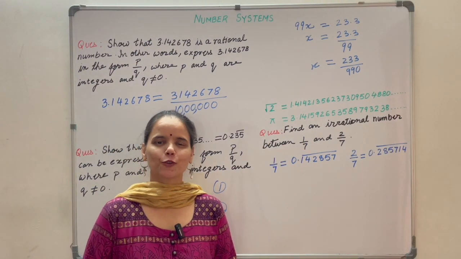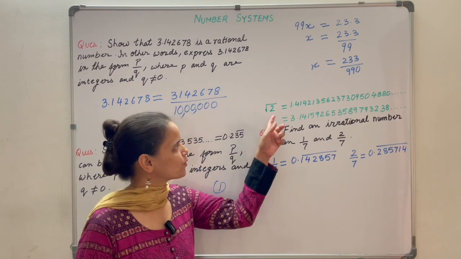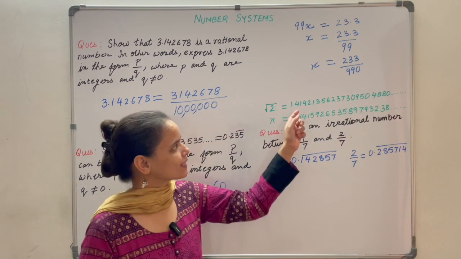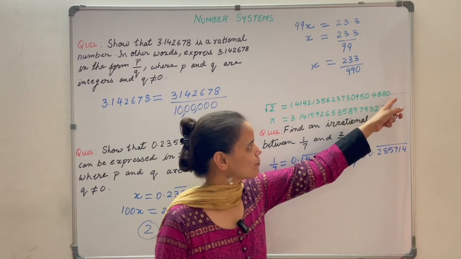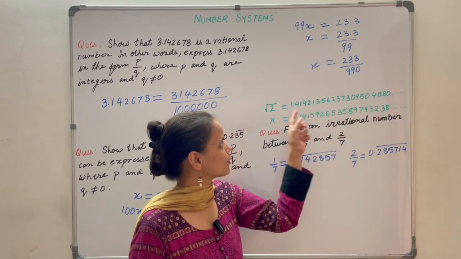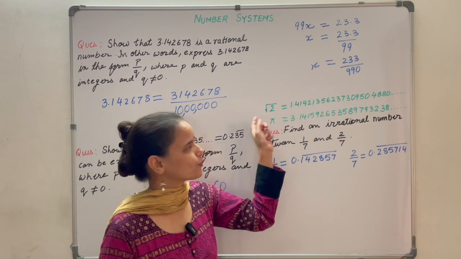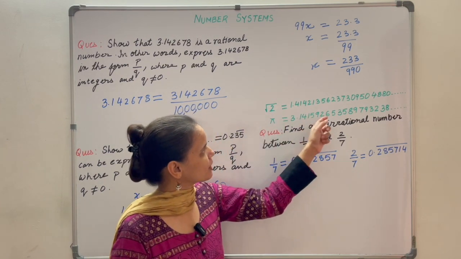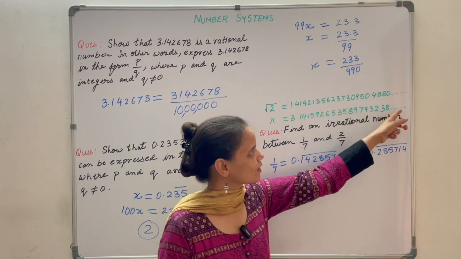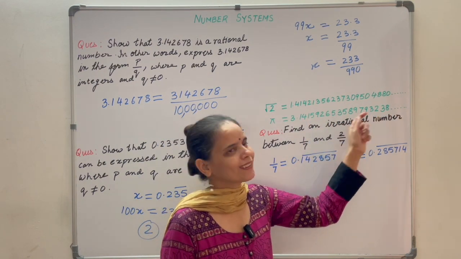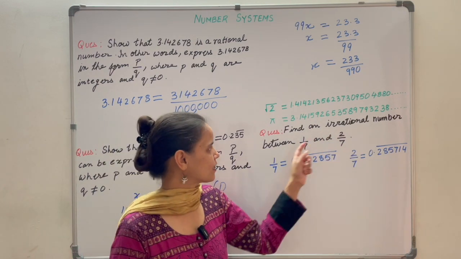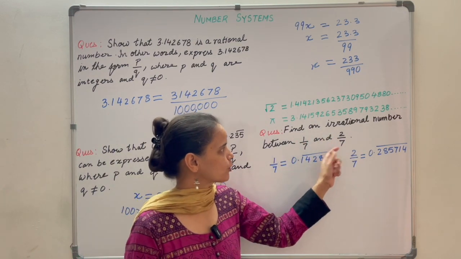Now let us discuss two famous irrational numbers, root 2 and pi. This is a decimal expansion of root 2. You can clearly see here, this is non-terminating, non-recurring. To find the decimal expansion of root 2, you can use the long division method. This is the decimal expansion of pi. This is also non-terminating, non-recurring. Now let us take this question. Find an irrational number between 1 by 7 and 2 by 7.